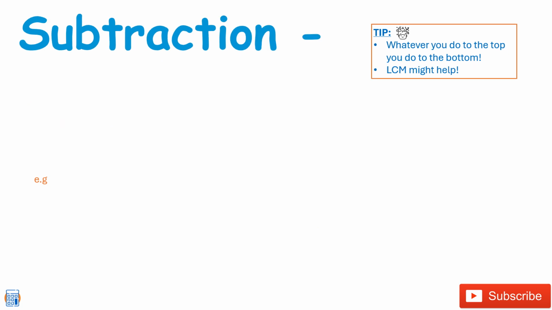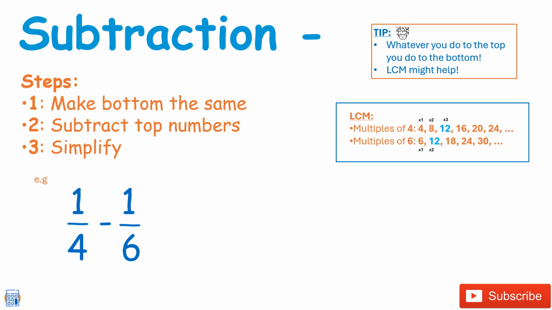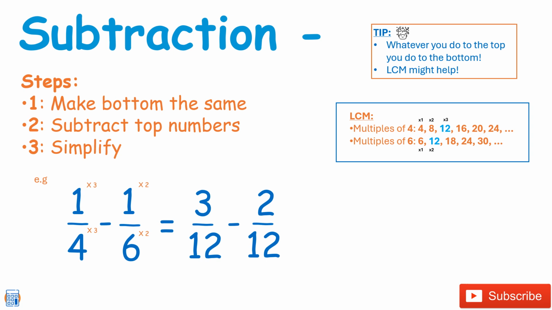Subtraction, again, whatever you do to the top, you do to the bottom. Lowest common multiple might help, so again, that video is very useful for this. And the main steps are make the bottom the same, subtract the top, and then simplify. So we have 1/4, take away 1/6. Using LCM, we can find that it is 12. So if we make the bottom both 12 and timesing them both respectively, we will get 3/12, take away 2/12, which, just taking away the top, is 1/12.